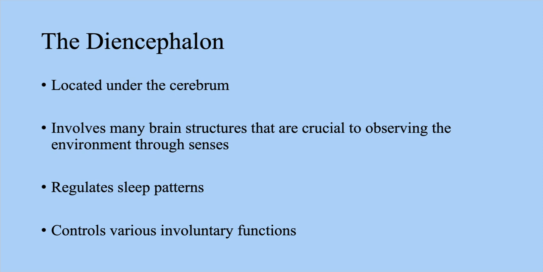Next, we have the diencephalon. The diencephalon is located under the cerebrum, which is the largest part of the brain. The diencephalon involves many brain structures that are crucial for observing the environment through the senses. We'll discuss the parts again later in the next slide. The diencephalon regulates things like sleep patterns and controls various involuntary functions, as we discussed earlier. The body has a biological clock called the circadian rhythm, which helps to regulate sleep and release melatonin, which is the hormone released for sleep.